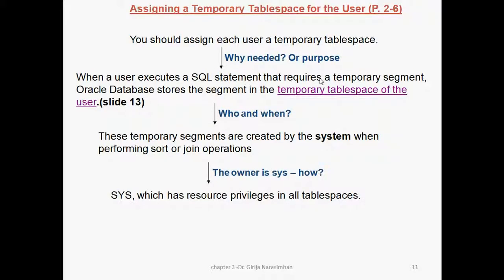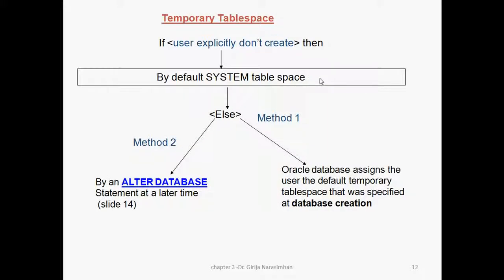Who is doing this work? Previously we said this is an automatically created default table space. Here, these temporary segments are created by the system, whenever system privileged users perform certain joins. Who is the owner? SYS is the owner. Resource privileges of all the tables. These temporary tables, SYS is the owner.